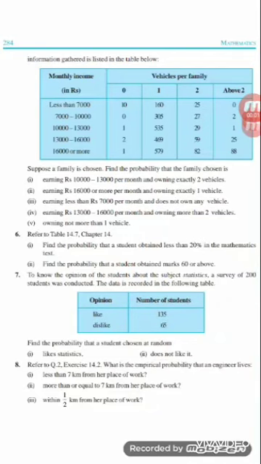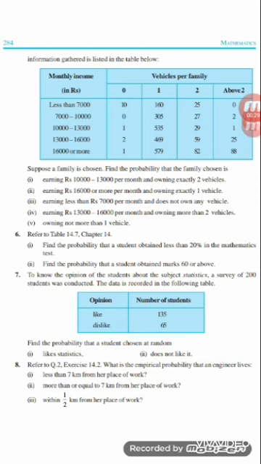Question number 8. Refer to question number 2, exercise 14.2. What is the empirical probability that an engineer lives: first, less than 7 km from her place of work; second, more than or equal to 7 km from her place of work; third, within 1/2 kilometer from her place of work?